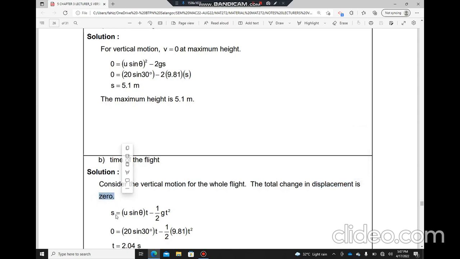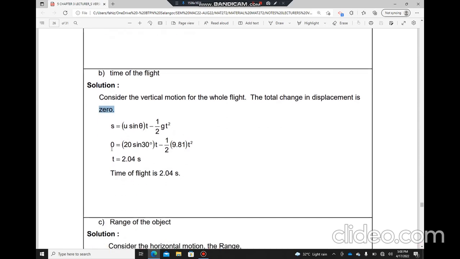So now you can use formula s equals ut minus 1 over 2 gt square. Since s equals 0, displacement equals 0, u is 20 sin 30 multiplied by t, and then minus 1 over 2, 9.81 t square. So we solve for t, we get 2.04 seconds. So time of flight is 2.04 seconds.